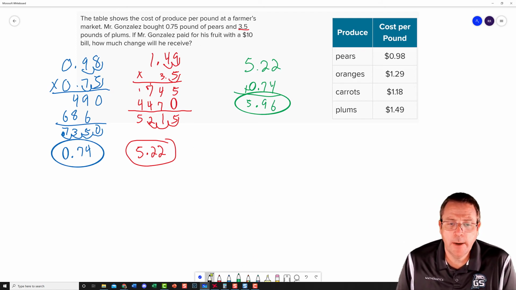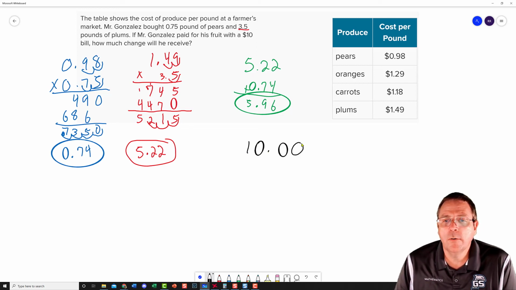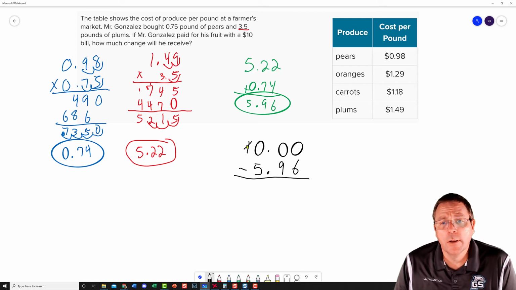Remember, he paid with the $10 bill. So now we take our $10 bill, and we're going to subtract from it the $5.96 that he spent. I align my decimals up, and we're going to do some borrowing. That's going to become a 0. This one will become a 10. That means that we end up borrowing from that 10, making it a 9, and making that a 10. But then we borrow from that 10, making it a 9, and making this a 10.